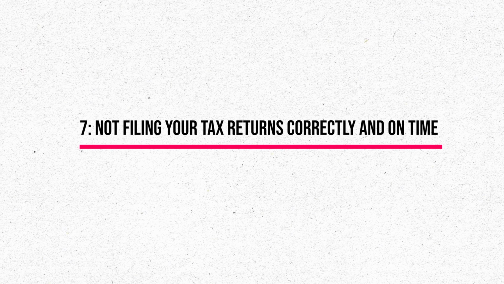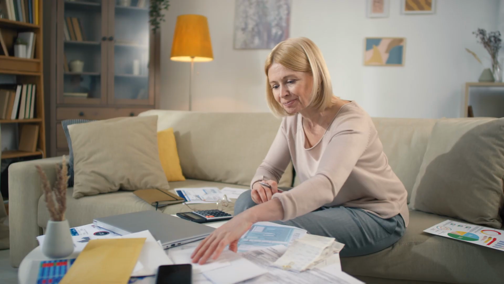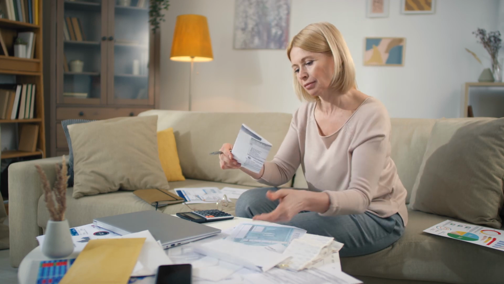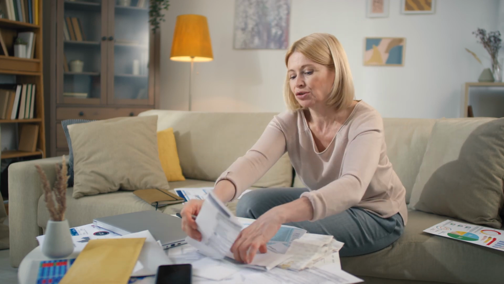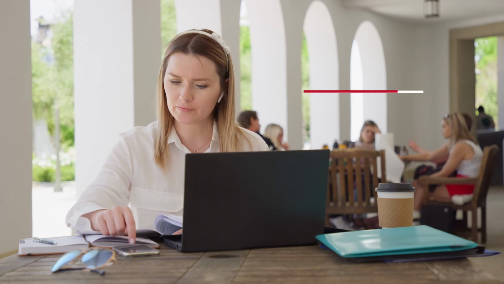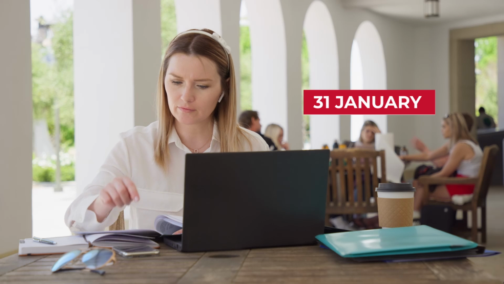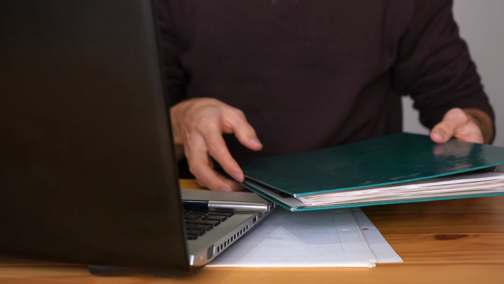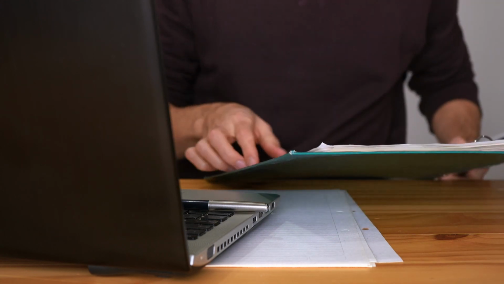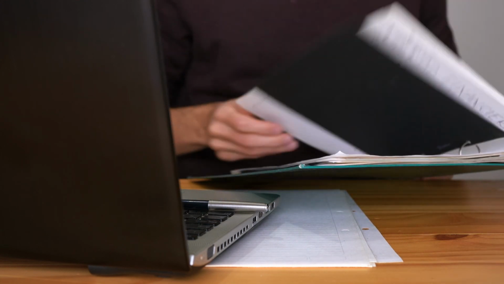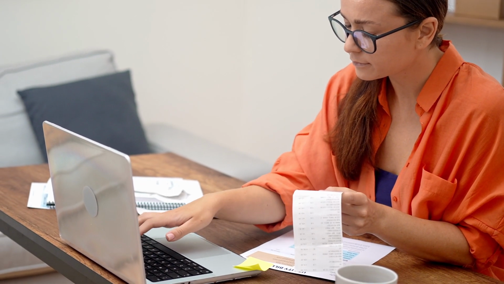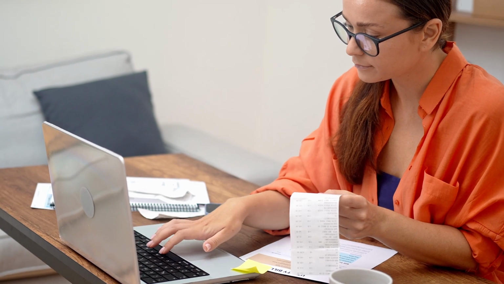7. Not filing your tax returns correctly and on time. Filing your tax returns correctly and on time is essential to avoid penalties, interest, and inquiries from HMRC. You need to file a self-assessment tax return every year by the 31st of January and pay any tax due by the same date. You also need to file a capital gains tax return within 60 days of selling a residential property and pay any tax due by the same date. You need to make sure that your tax returns are accurate, complete, and consistent, and that you have supporting evidence for your income and expenses.